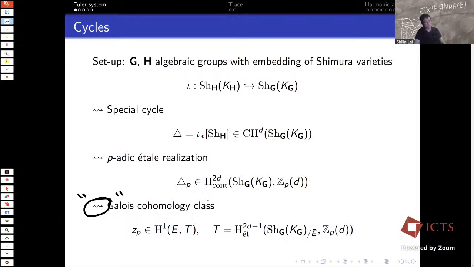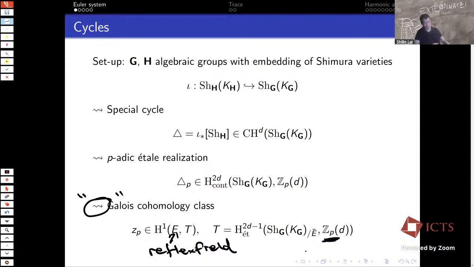Starting from such an element in completed cohomology, we can get a class in Galois cohomology, where here E is the reflex field and V is the Galois representation. And the thing I want to draw attention to is this is integral coefficient. This is Z_p and not Q_p. Okay, so this is just a purely abstract setup.